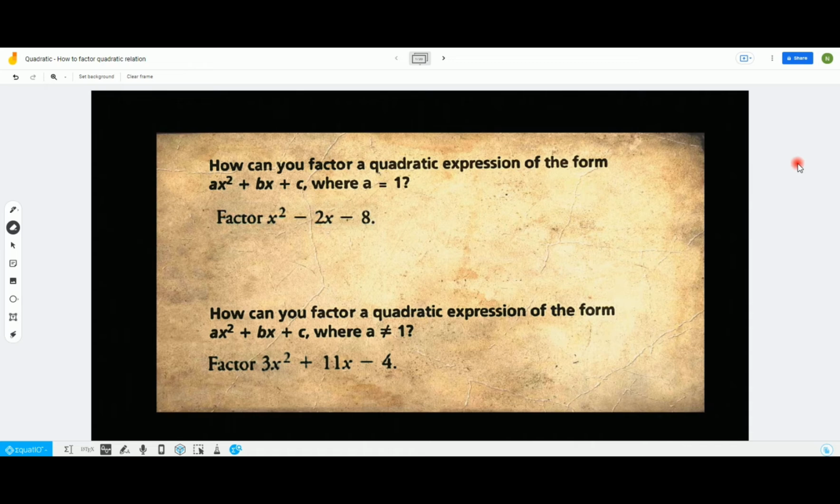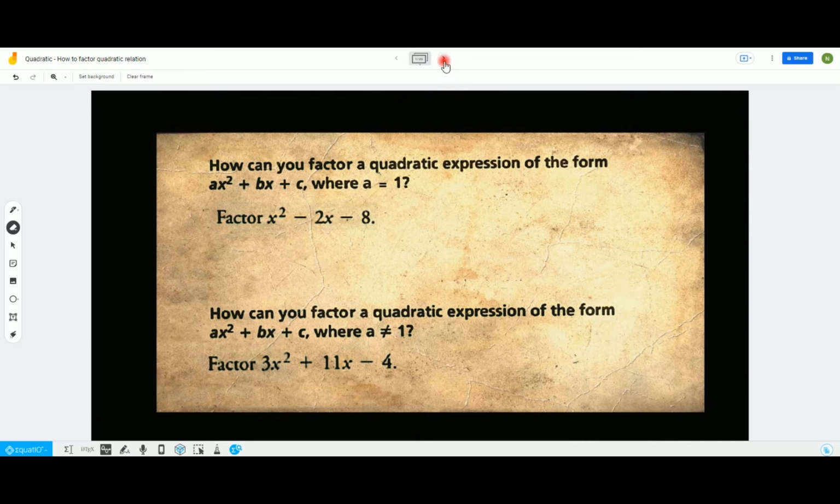In this video, we are going to talk about how to factor ax² plus bx plus c where a does not equal 1, like this: 3x² plus 11x minus 4, where a equals 3, which is not equal to 1. In the last video, we already talked about a equals 1, which is pretty much easier. So if you missed out, please check out that video.